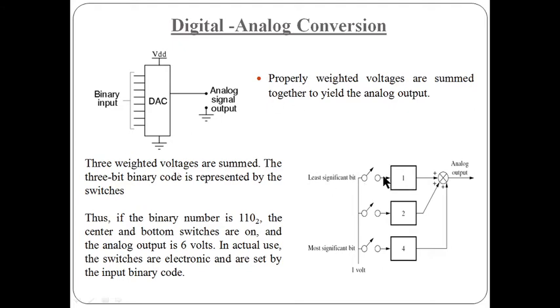Suppose we have a 3 bit digital signal here. So 3 bits: 1, 2 and this is the third one. We want to convert this 3 bit digital signal into an analog output.